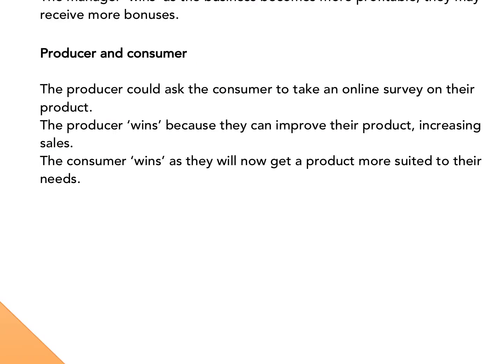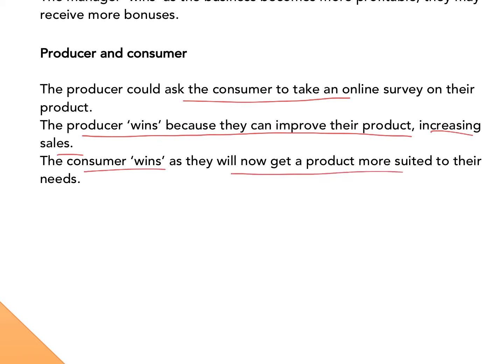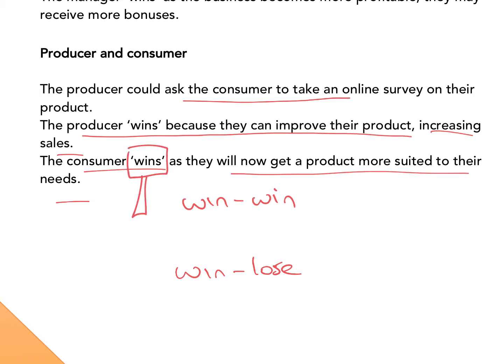If we look here, the producer could ask the consumer to take an online survey. The producer wins because they can improve their product, increasing sales, and the consumer wins as they will now get a product more suited to their needs because they've given the survey. So once again, when it says a cooperative relationship, you say win-win. If it says a competitive relationship, you say win-lose, and then you need to show someone winning and someone losing. It's very good here to point out that this is where they win, and you're signposting to the examiner, I'm answering the question here.